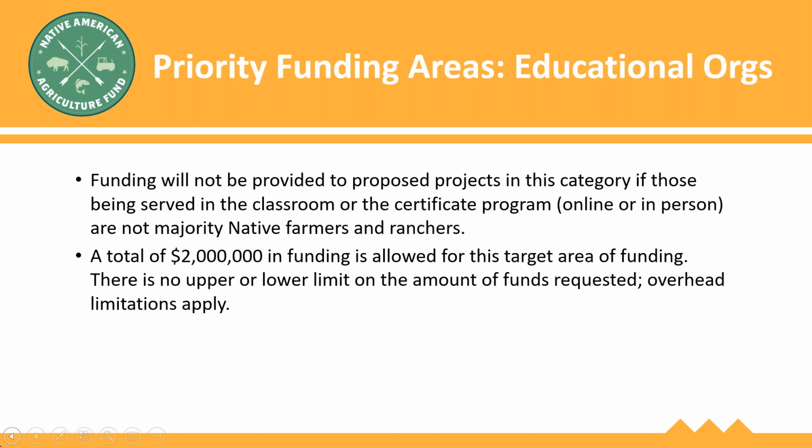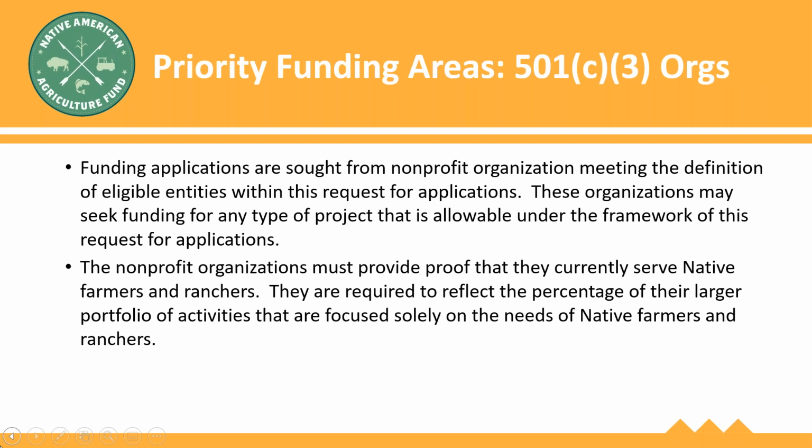Educational organizations continue. Funding will not be provided to proposed projects in this category if those serving in the classroom or the certificate program, online or in person, are not a majority Native farmers and ranchers. A total of $2 million in funding is allocated for this target area of funding. There is no upper or lower limit to the amount of funds requested. Overhead limitations apply. Next slide.